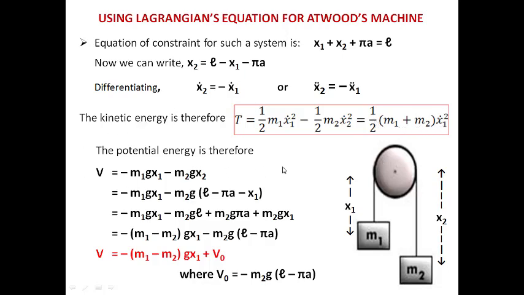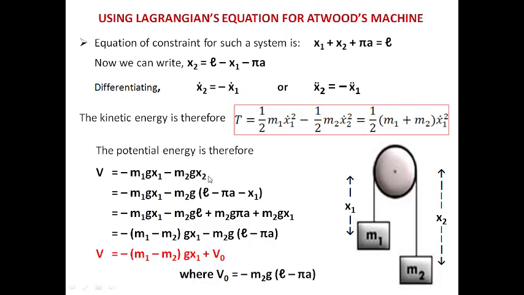Likewise, I have to calculate the potential energy. You already know the potential energy is given by mgx. So if I apply it to both masses, because these two are negative in nature, it is minus m1 g x1 minus m2 g x2. So these two terms represent the amount of potential energy involved with these two masses.